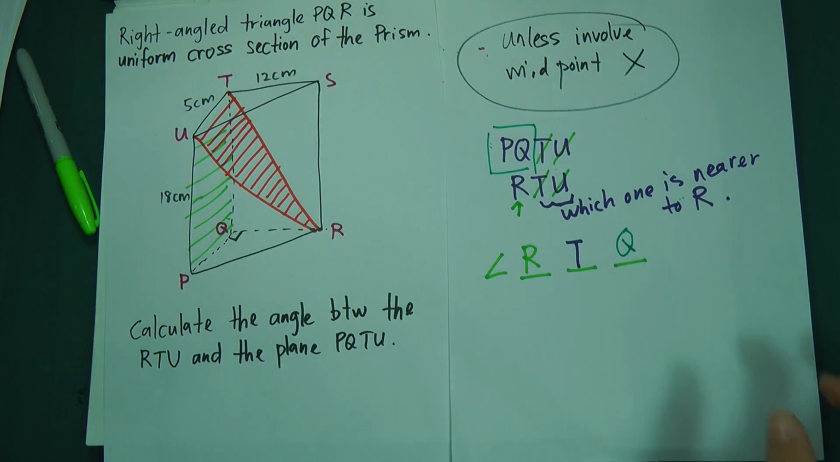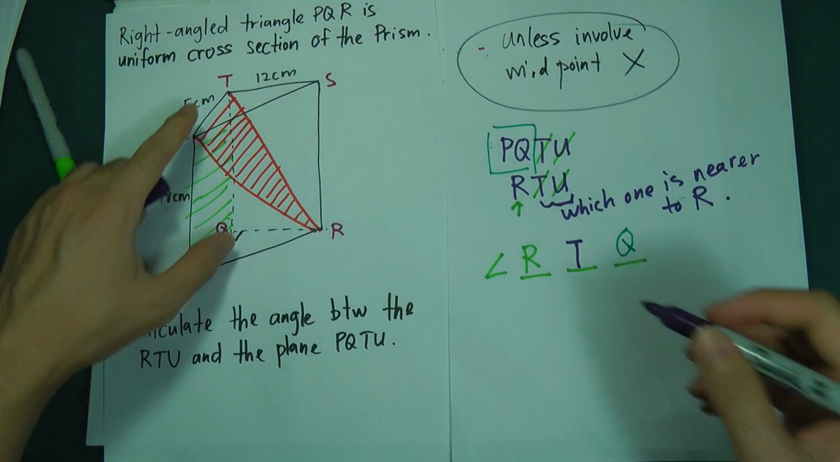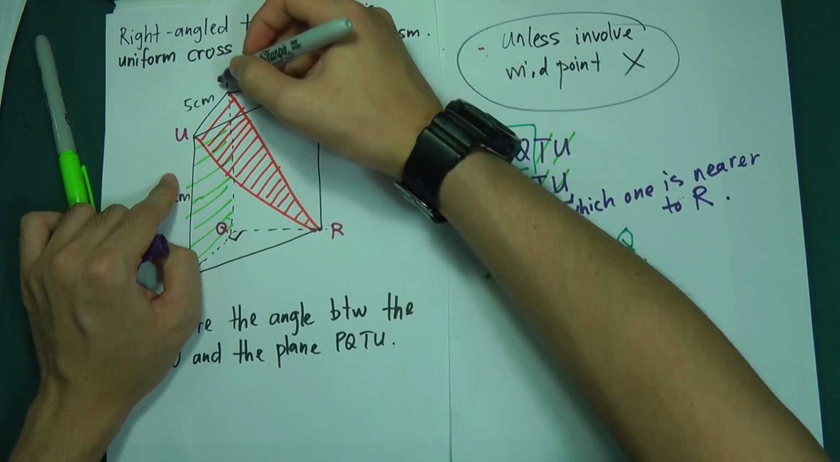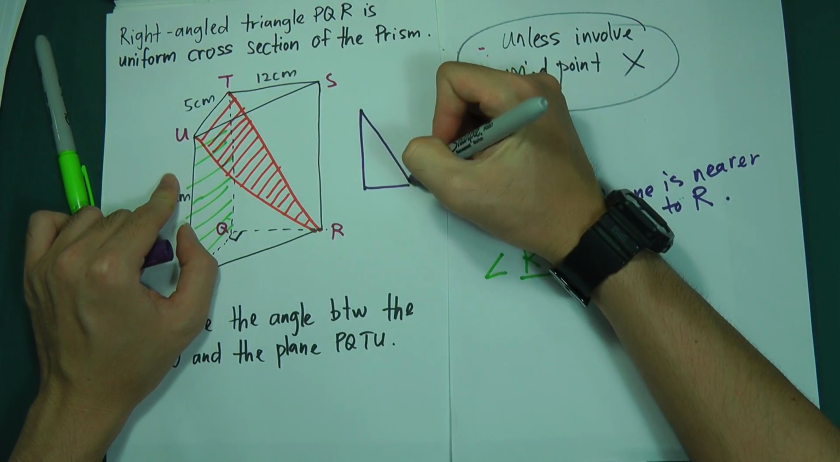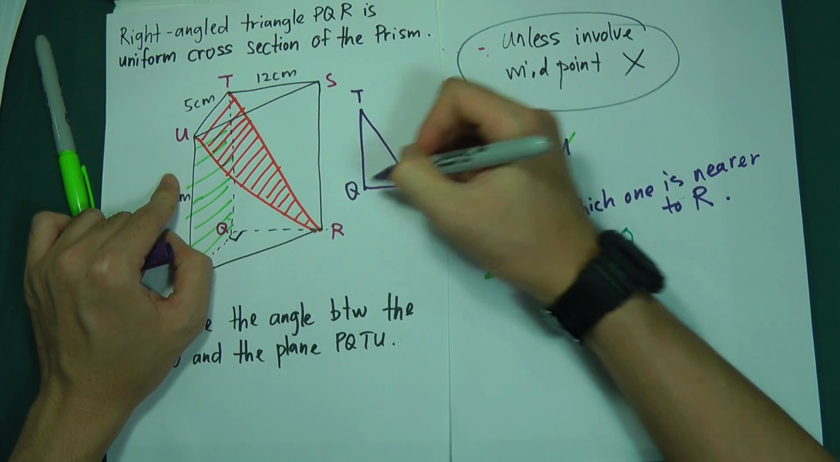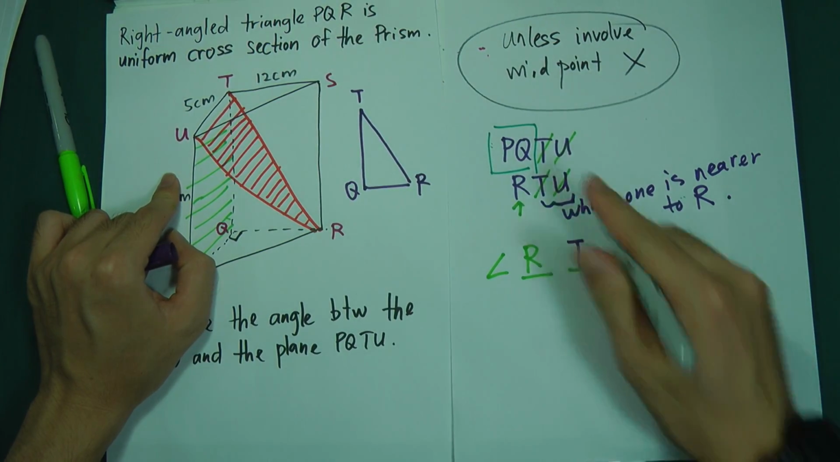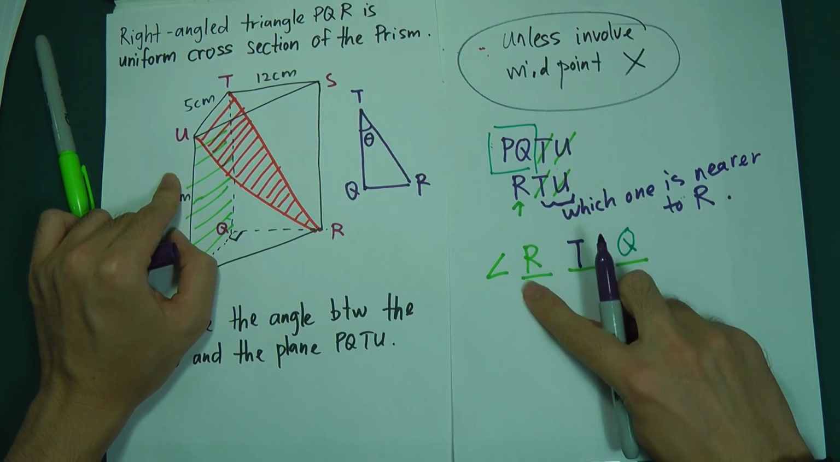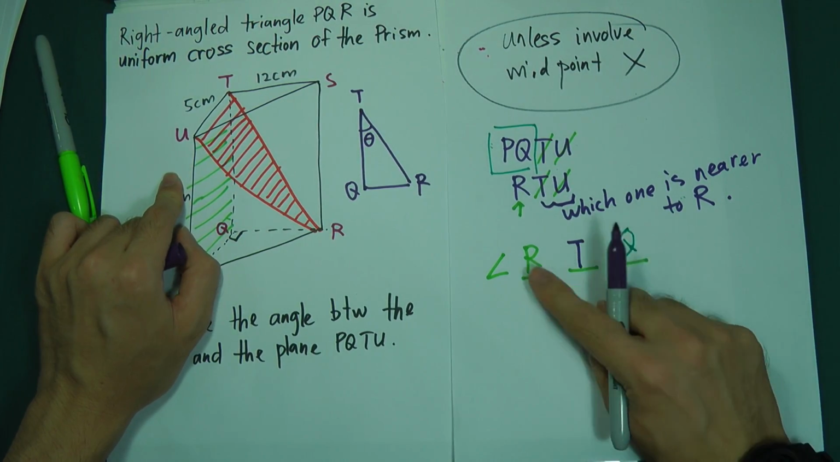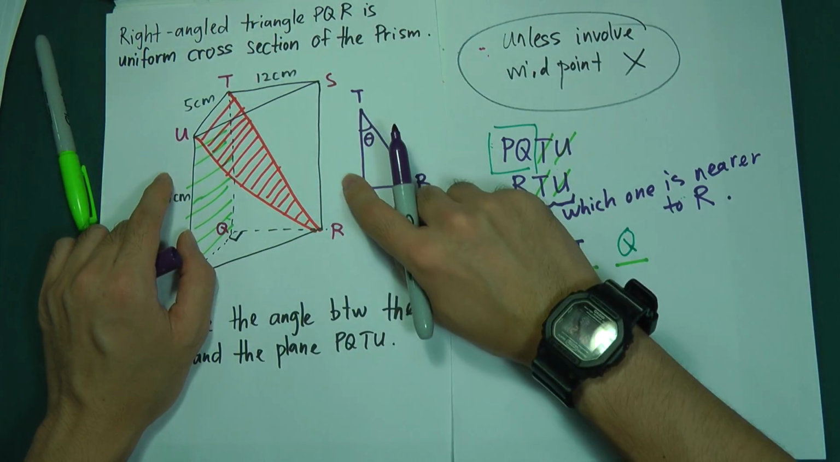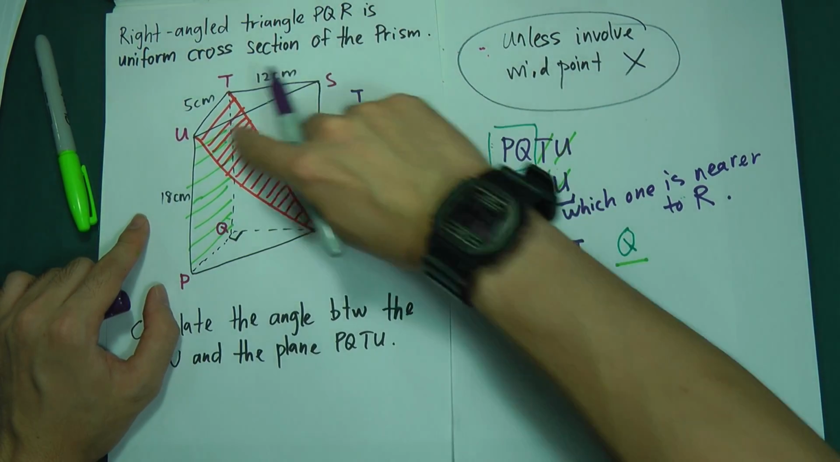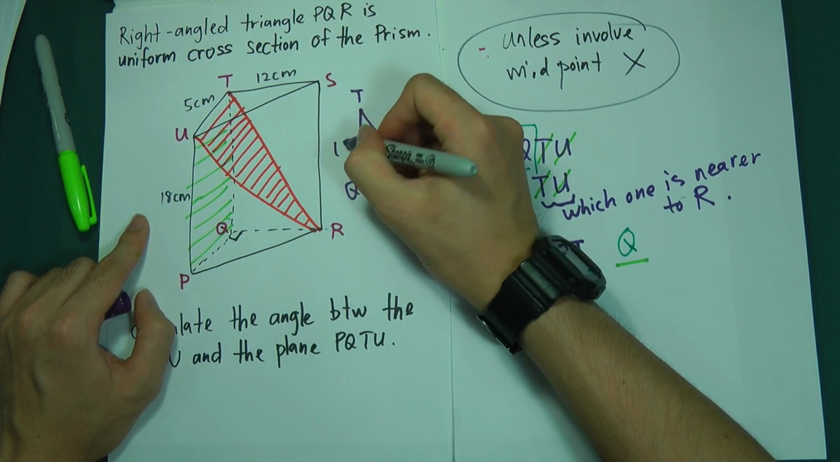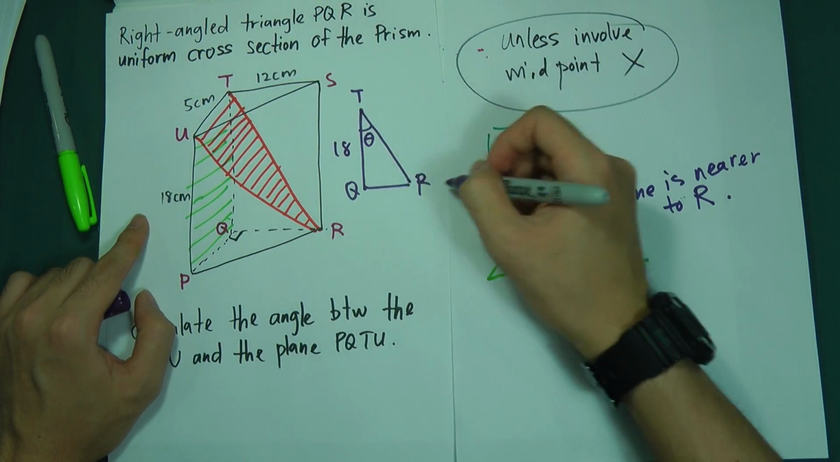Then after that, he asks you to calculate the angle on between. So what you need to do is draw out this triangle, T, Q, and R. From here we know the angle is on T. The angle is always on between R, T, Q. So you must have some information, which is the length of TQ is 18 centimeters, and the length over here is 12.